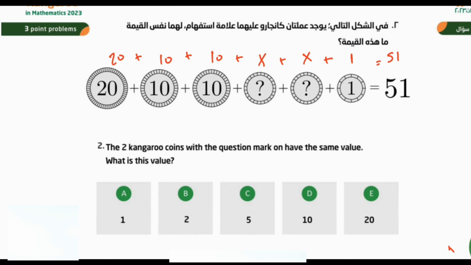So 20 plus 10 plus 10 is equal to 40 plus 1, 41. 41 plus 2x equal to 51. So 2x is equal to 10 and x is equal to 5. So each of these coins has 5 as a value. So we have here 5 and 5. So the required answer is C.